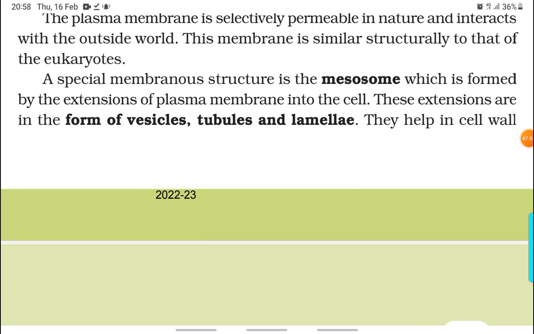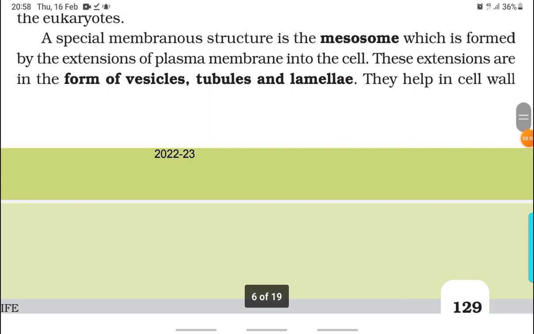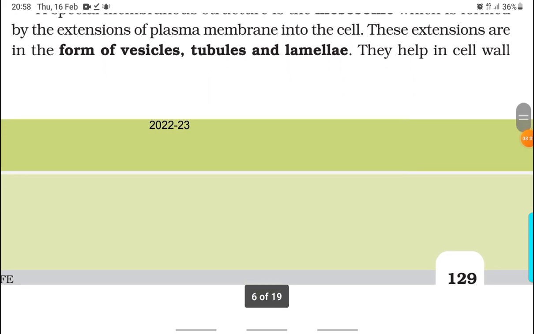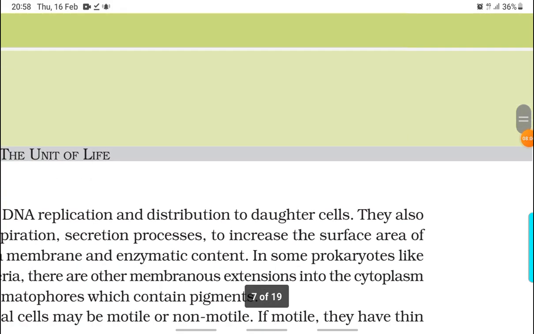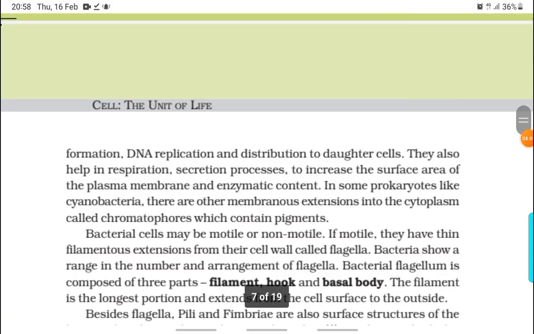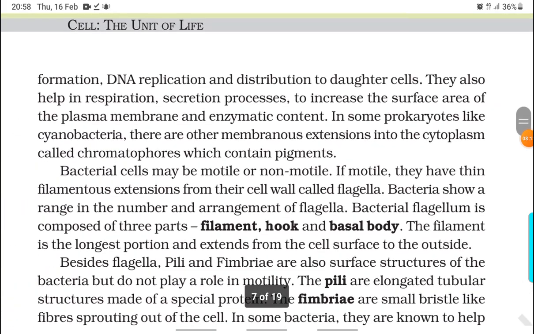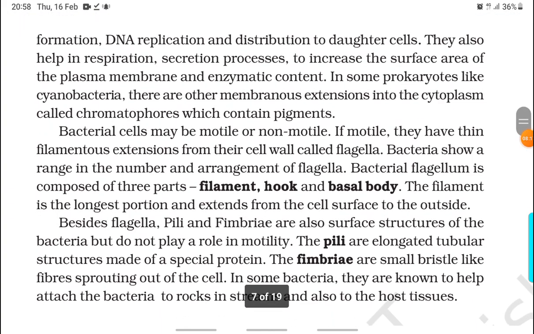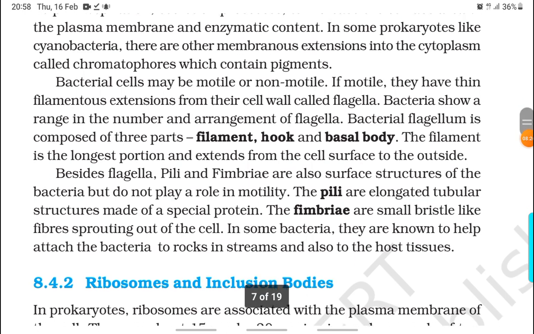A special membranous structure is the mesosome, which is formed by the extensions of plasma membrane into the cell. These extensions are in the form of vesicles, tubules, and lamellae. They help in cell wall formation, DNA replication, and distribution to daughter cells. They also help in respiration and secretion processes, to increase the surface area of the plasma membrane and enzymatic content. In some prokaryotes like cyanobacteria, there are other membranous extensions into the cytoplasm called chromatophores, which contain pigments.